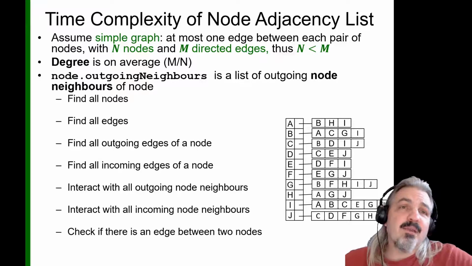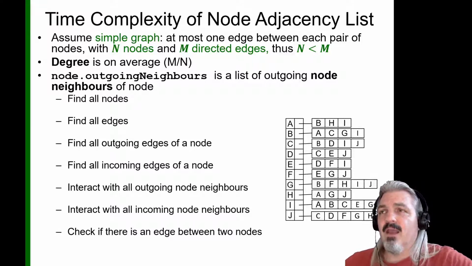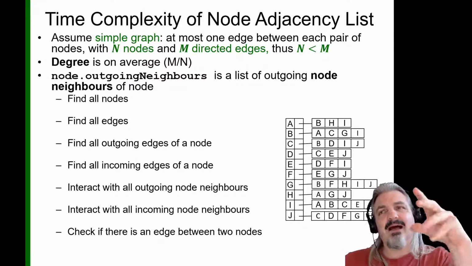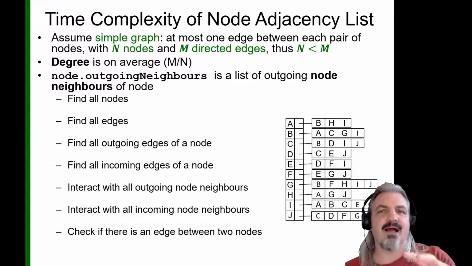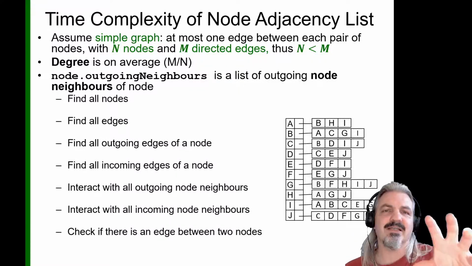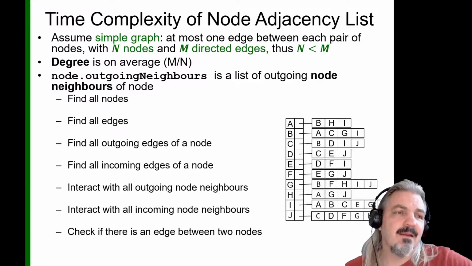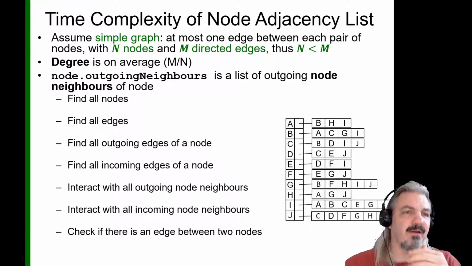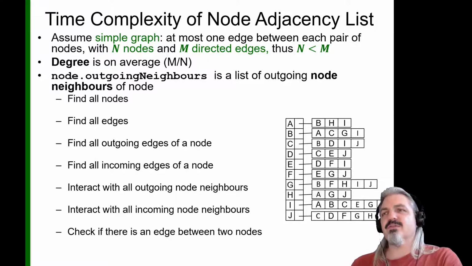So if we look at the time complexity of that graph system, of that node structure, then we can go through and say, well, how long does it take overall to access different parts of the graph when it's structured in this way? Now, if we're looking at finding all the nodes, finding all the edges, I'm going to ask.